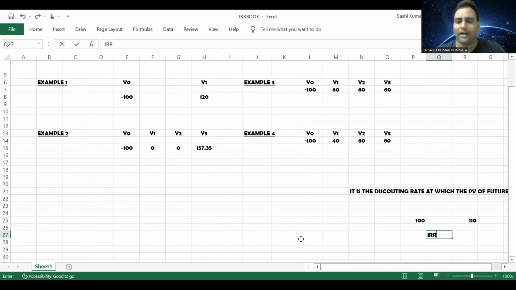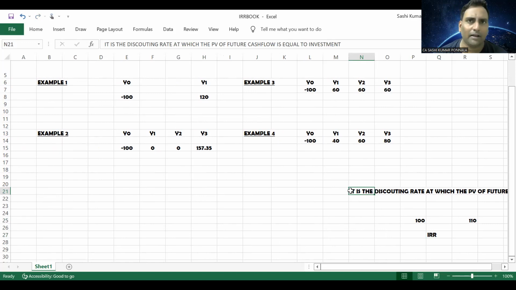So let us understand. Now you understand the basic meaning of IRR. IRR is nothing but a discounting rate. So why you are using this discounting rate? To know the rate of return which was included in the investment. You can see, first example, we are investing 100 today to get 120 after 1 year. Now you want to know the rate of return on this investment.